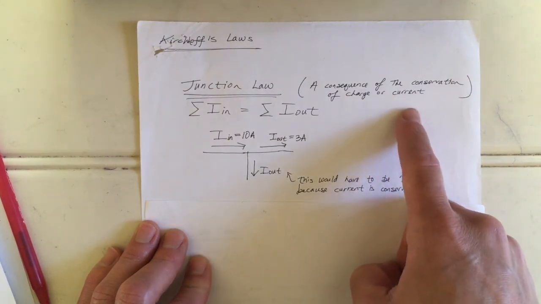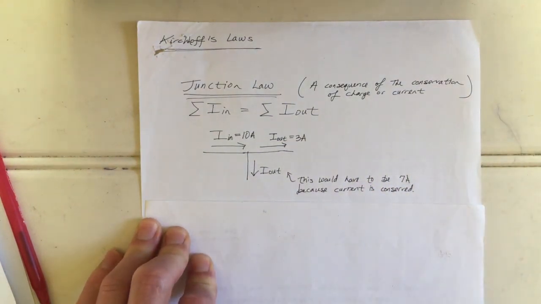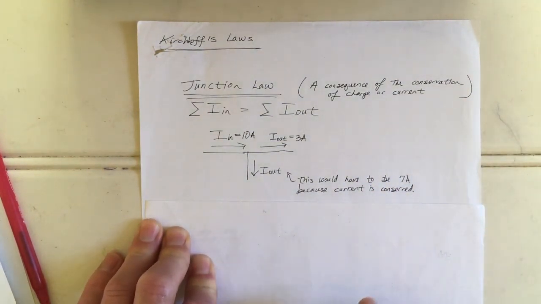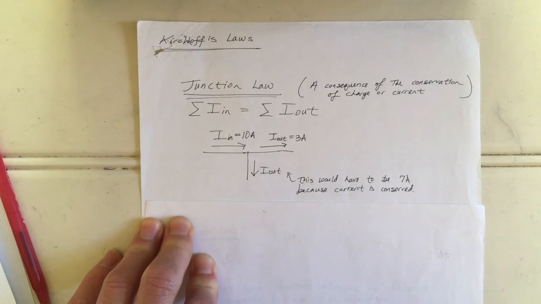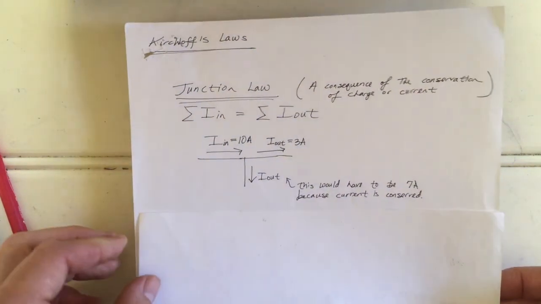So this is a consequence of the conservation of charge or current. Current is just charge per second, right? And remember, charge is really electrons. Okay, but we think of current as the direction of positive charge moving through a circuit because that's what they thought of it when they discovered it, even though electrons actually move the other way. It's kind of weird, but that's what's going on.